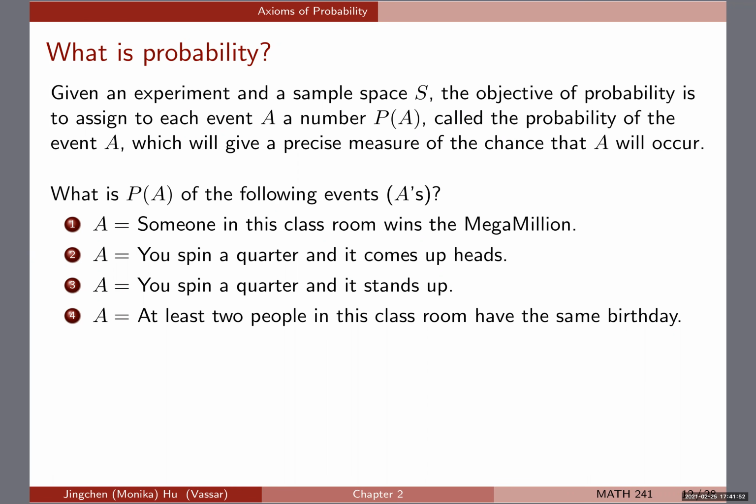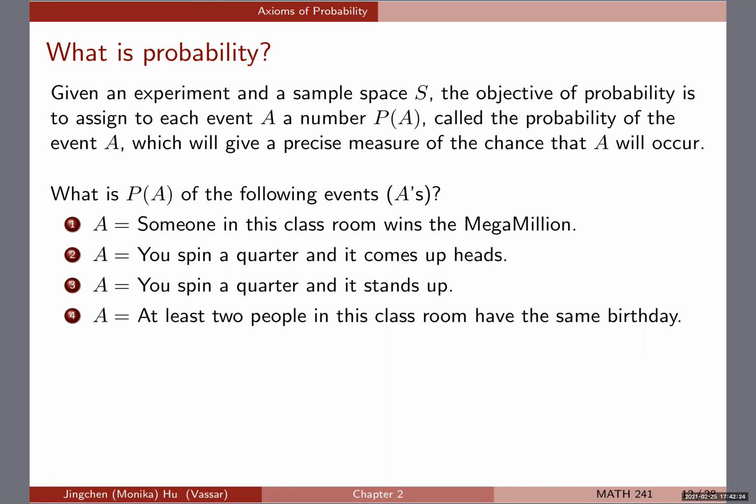Part 2, you spin a quarter and it comes up heads. If we know that it's a fair quarter, a fair coin, then P(A), based on our usual knowledge, common sense, we're probably going to say is 50%. However, if we move to part 3, you spin a quarter and it stands up. That again is very unlikely to happen. So then we might think that P(A) for that particular event will be quite low, maybe close to 0.